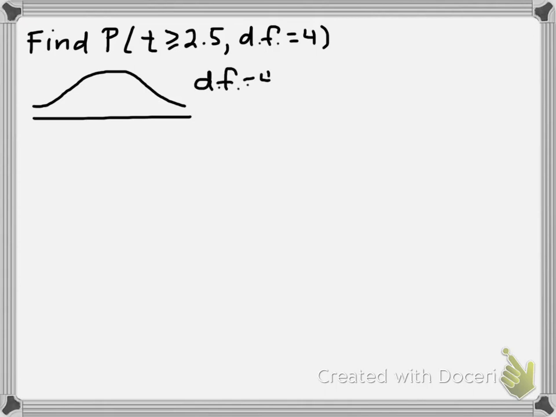A t-distribution is like a normal distribution, except it is only approximately normal. The degree of freedom tells you what curve to draw, and here we have a degree of freedom of 4. Similar to a standard normal, a t-distribution is symmetric. In the center we have t equals 0, and I'm going to put 2.5 to the right of that, about 2.5 standard deviations towards the top. I'm going to shade to the right because we're trying to find that shaded area.